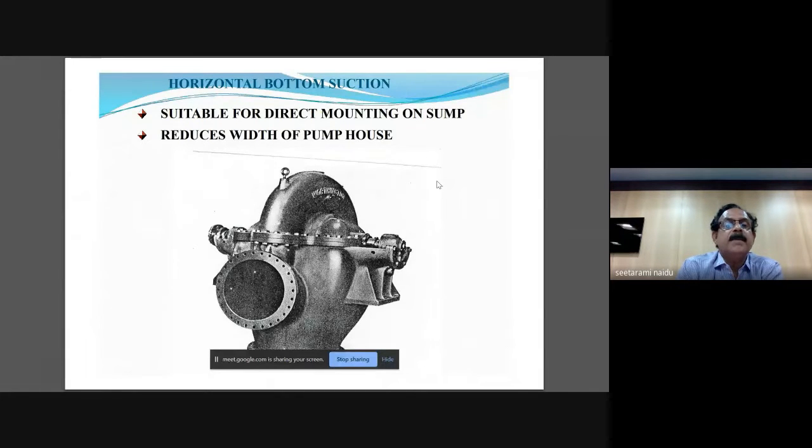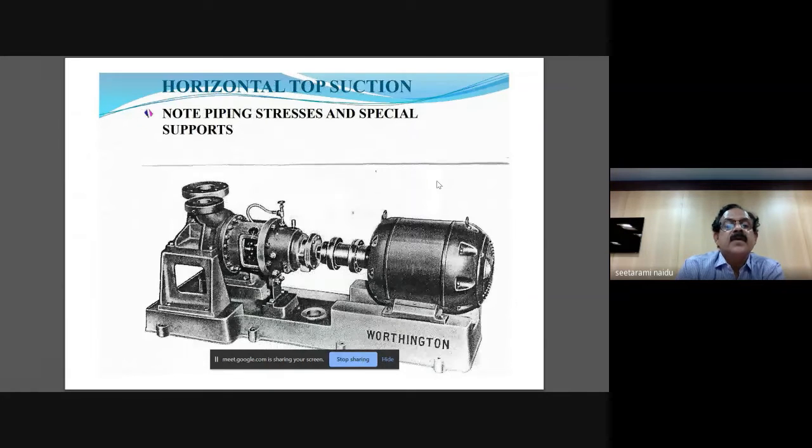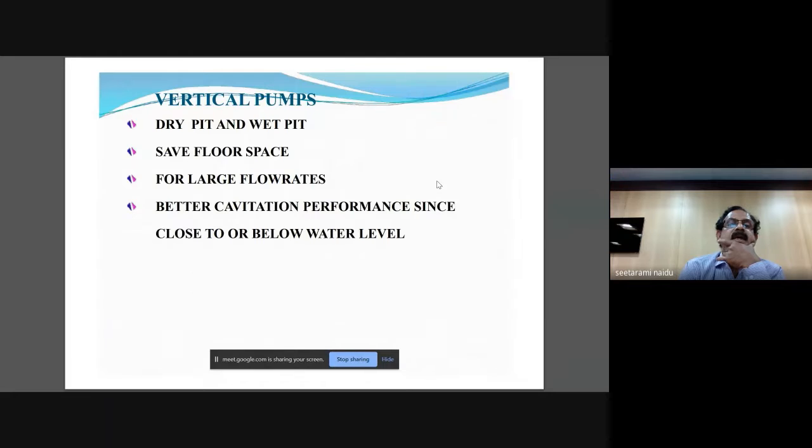Bottom suction pump reduces the width of the pump house. Horizontal top suction pump, a vertical pump. Here, especially for vertical turbine pumps, the advantage is that the horizontal floor area requirement is very small. Two arrangements are available, dry pit or wet pit. Floor space is saved, large discharge is catered for, yet with a smaller pump house. The cost involved in construction of the powerhouse is very low.